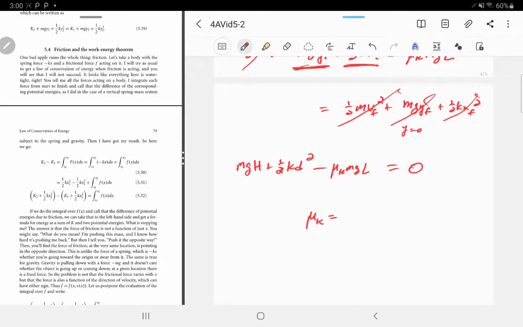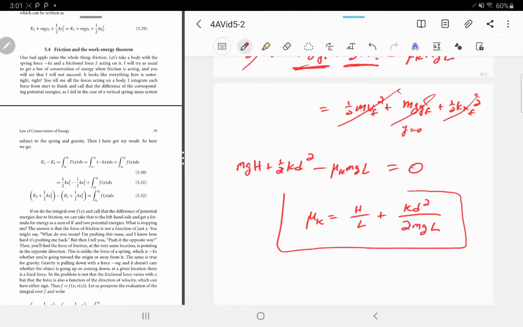So we have mu sub k. If we move this over to this side and divide by mgl, it looks like we have h over l plus kd squared over 2mgl. And that's it right here.